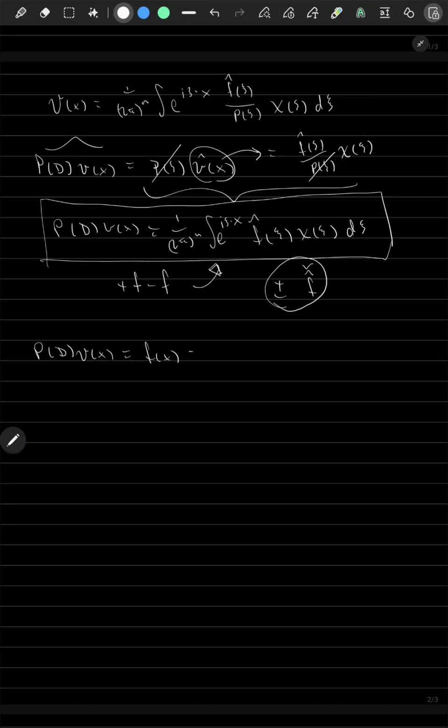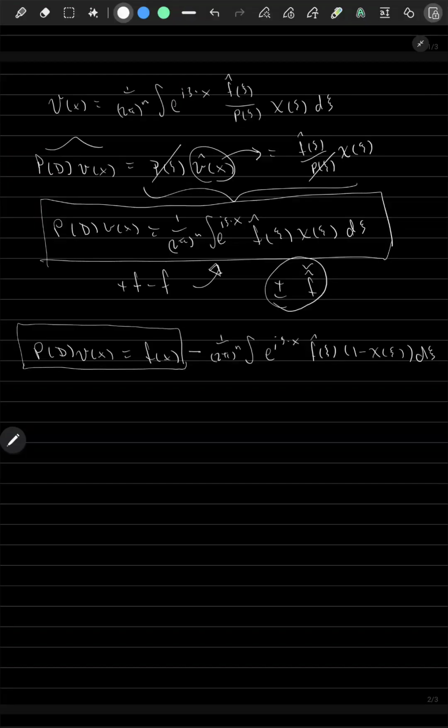F of x minus 1 over 2 pi n, this here, and here we go. So this is what we get. So we have an f here. This is what we wanted in the beginning. We wanted v to solve p, but we have this term here.